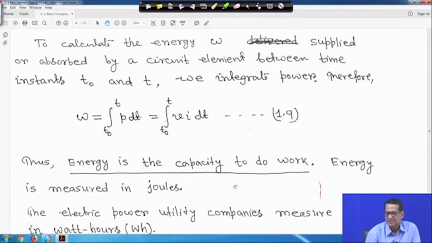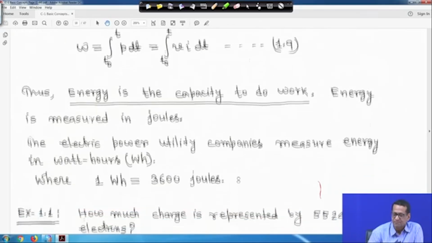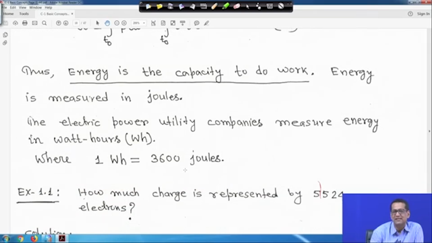Energy is the capacity to do work. Energy is measured in joules, so W is measured in joules. Electric power utility companies measure energy in watt-hours or kilowatt-hours. One watt-hour is equal to 3600 joules. This is a standard conversion, so you can keep it in your mind.